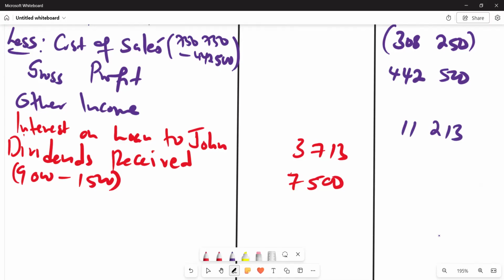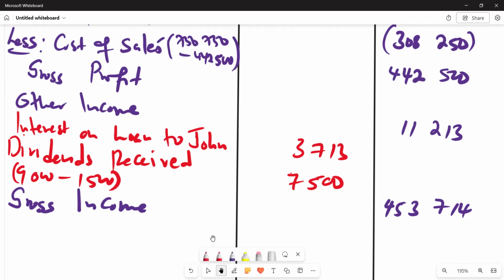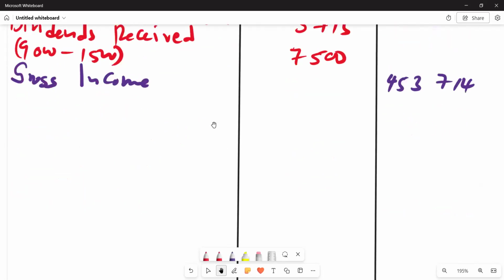So we go there and try to see in terms of now the gross income. Remember, if you say gross profit plus your other income, you're going to get your gross income. So gross income, we say gross profit plus other income. Then we say 442,500 plus 11,280. And the figure that you're going to get there is 453,714. Then after gross income, we're going to say less expenses.